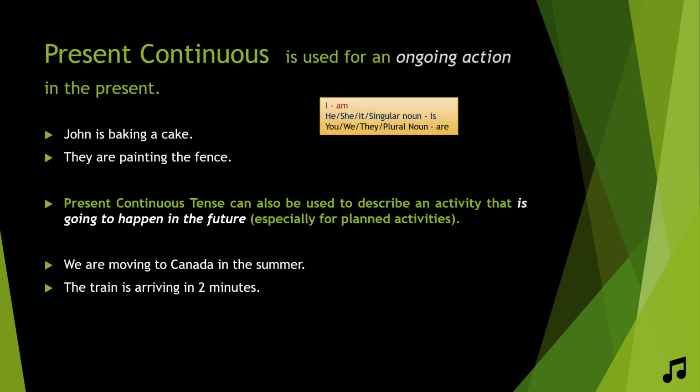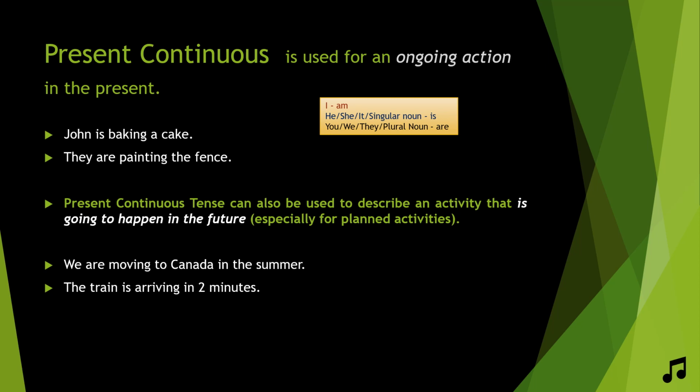Next is present continuous tense. So we use it for ongoing actions in the present. See the examples. John is baking a cake. So John is doing this action at present, so it will come under present continuous tense. They are painting the fence.